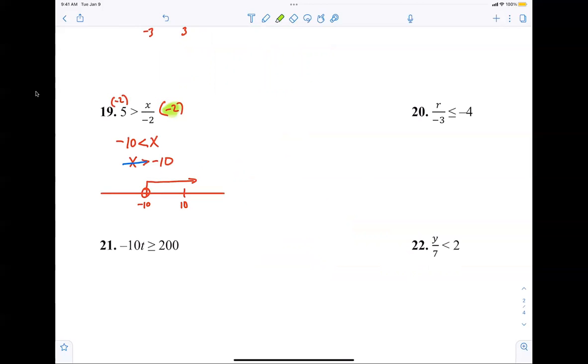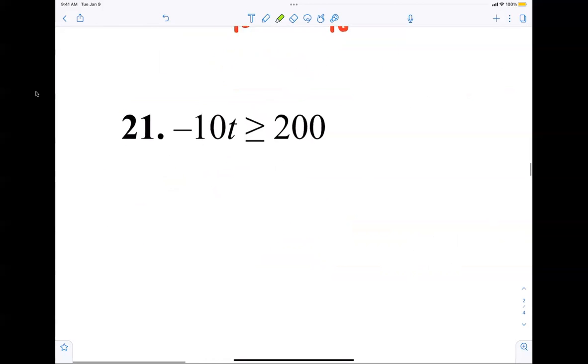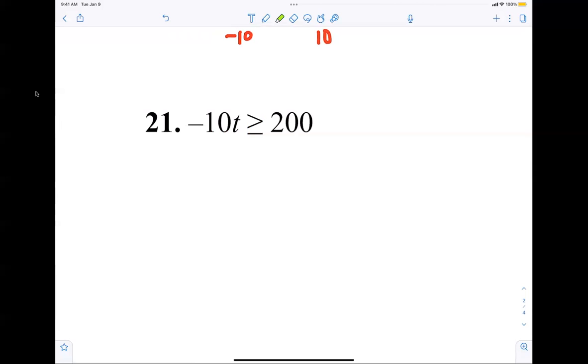Okay, who did that one? Okay, Austin, you're up. What am I doing? So when I divide by -10, you get -20, right? And then what sign? You switch it. Yes. You start with the variable first. So t is less than or equal to -20. It's okay, less than or equal to.